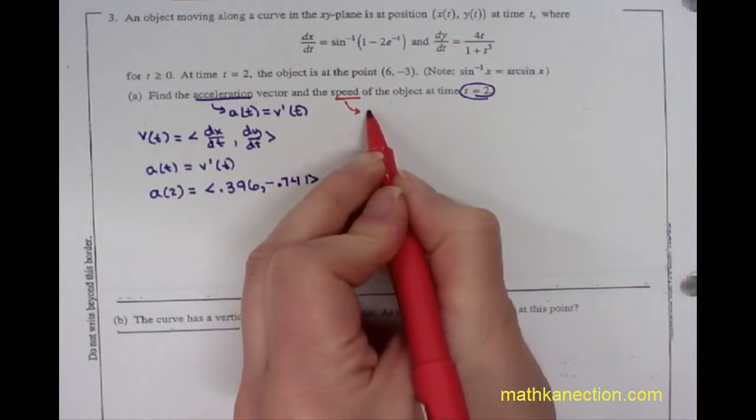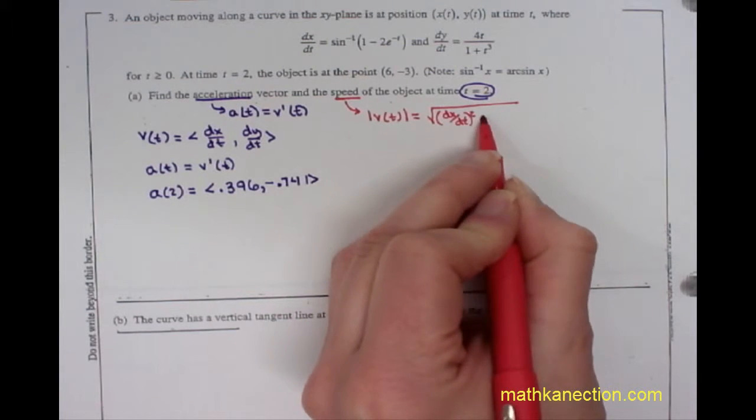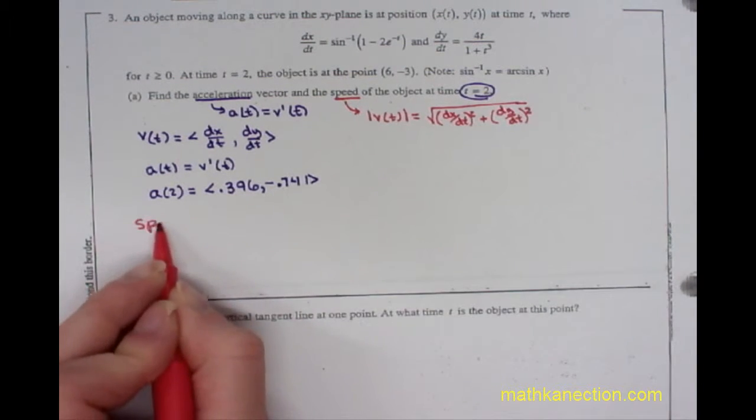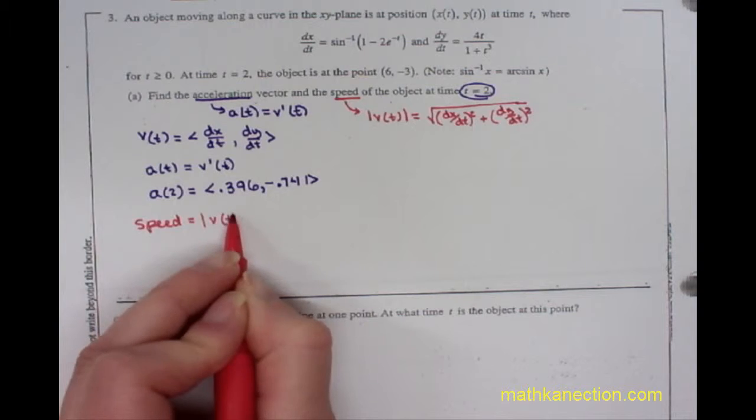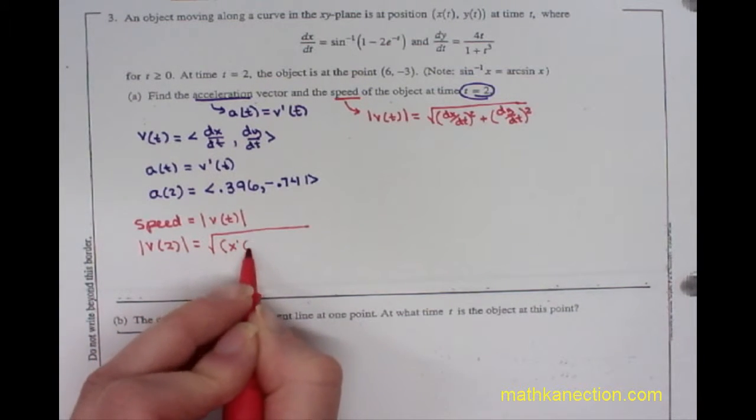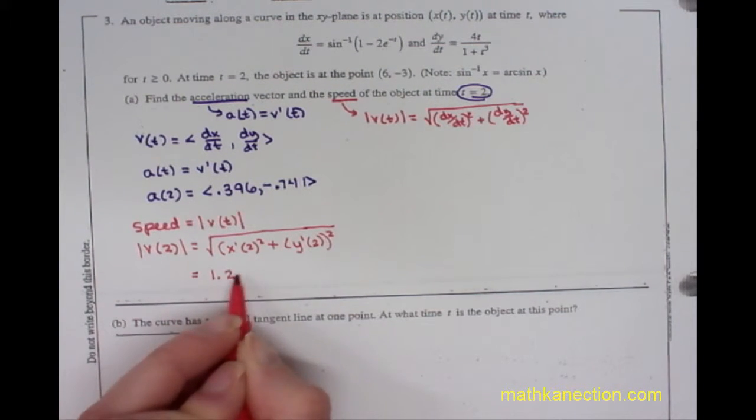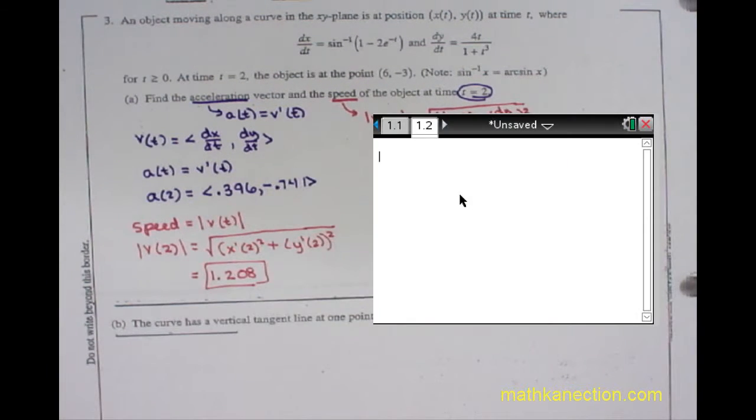Then we need the speed, and speed is just the magnitude of velocity, which is the square root of (dx/dt) squared plus (dy/dt) squared. Getting the magnitude at the value of 2, that's x prime of 2 squared plus y prime of 2 squared, which comes out to 1.208. In the calculator, just type in the square root of f1 of 2 squared plus f2 of 2 squared to get that value of 1.208.